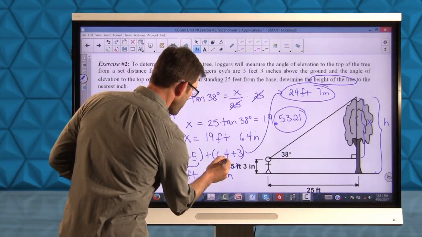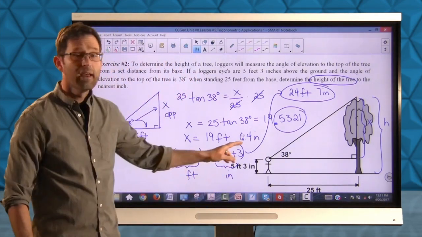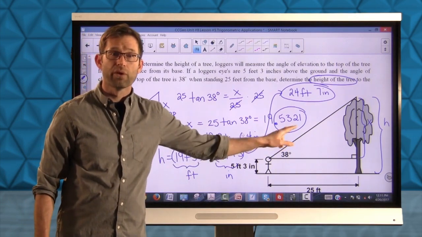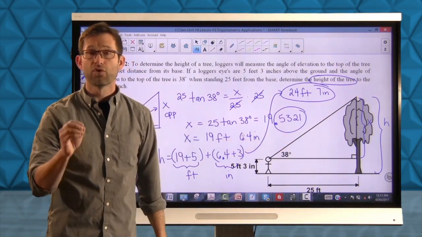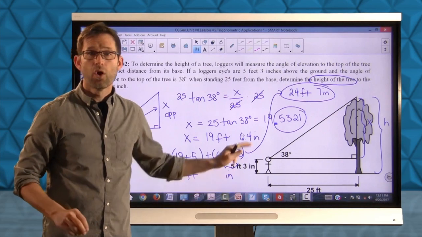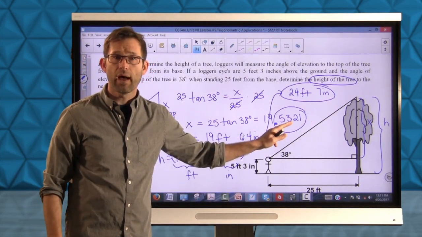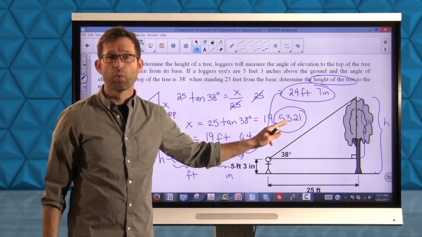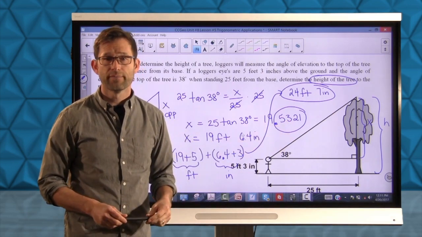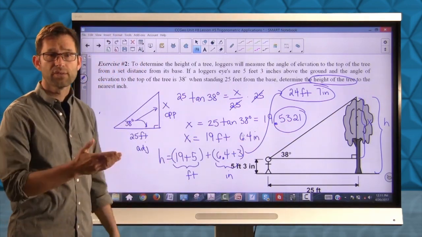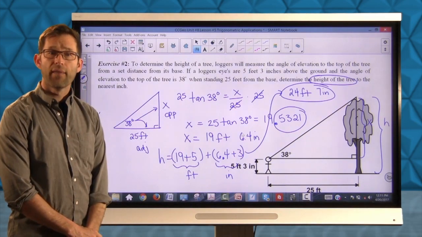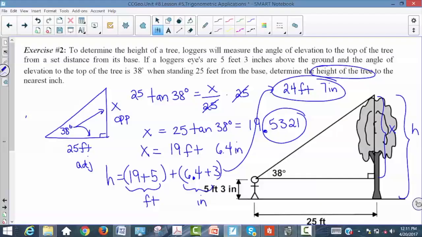All right, and probably the hardest part of that isn't the trig, it's taking the 19.5321 feet and converting it into feet and inches. Remember that portion after the decimal point is the fraction of the foot that you have. Take that, multiply it by 12, and you have how many inches you have. Let me just step out of the way for a second so that you can copy any of this down, and then we'll move on to the next problem.